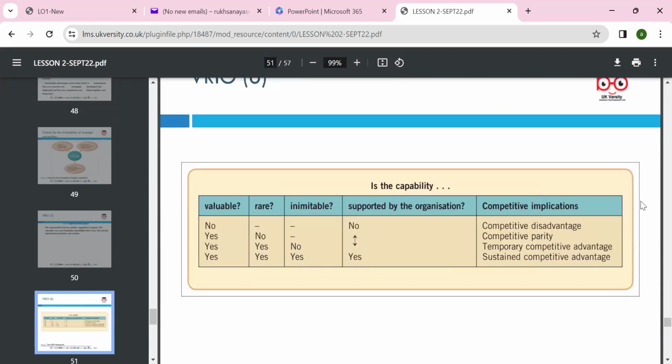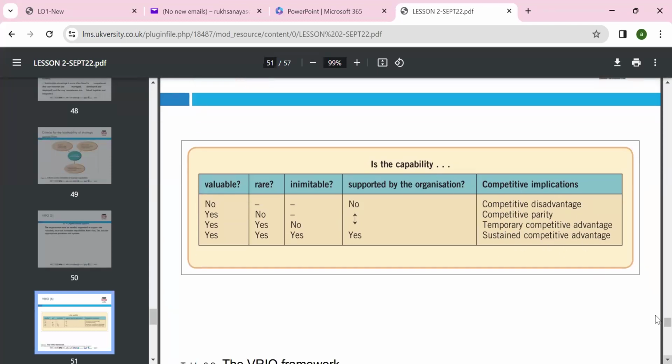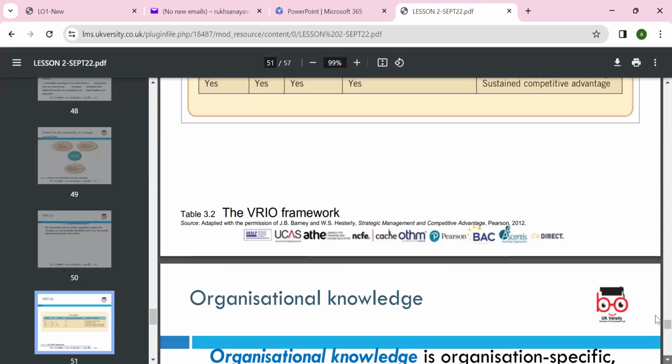We can also use the model to look at the company's competitive disadvantages. We have yes and no answers, and we can use this model to analyze the company of our choice.